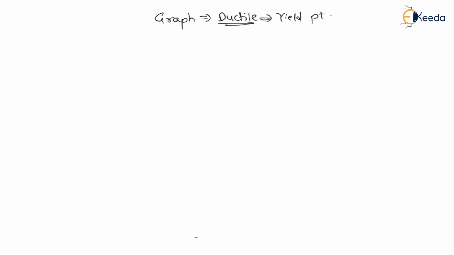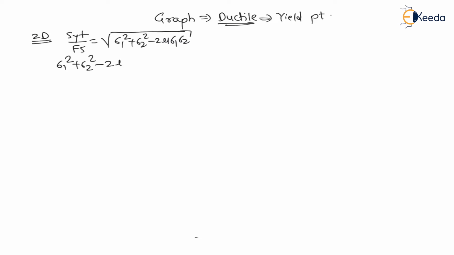Now for 2D loading, what was the theory? SYT divided by factor of safety is equal to under root of sigma 1 square plus sigma 2 square minus 2 mu sigma 1 sigma 2. This was the theory for 2D loading, right? Now squaring both sides, I will get sigma 1 square plus sigma 2 square minus 2 mu sigma 1 sigma 2 is equal to SYT divided by factor of safety, whole square.